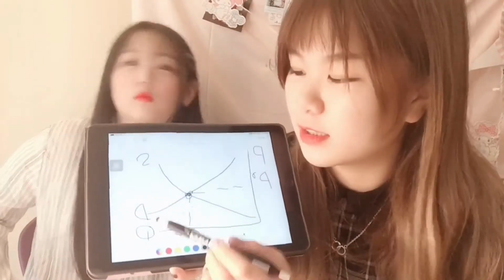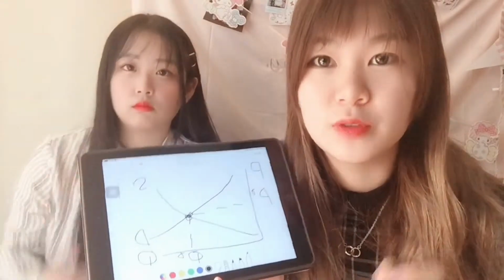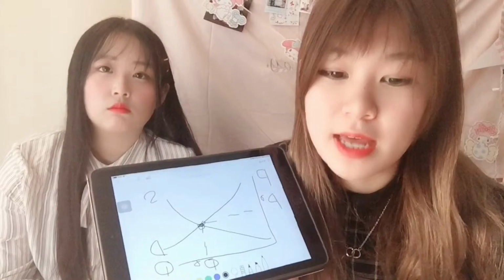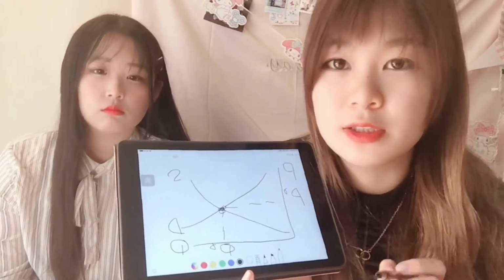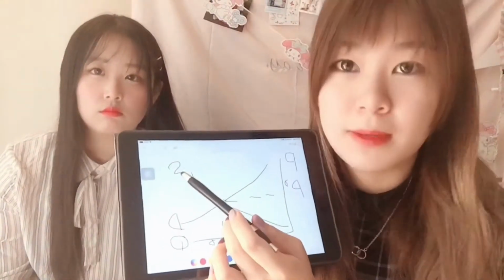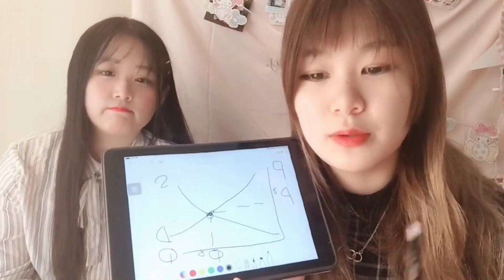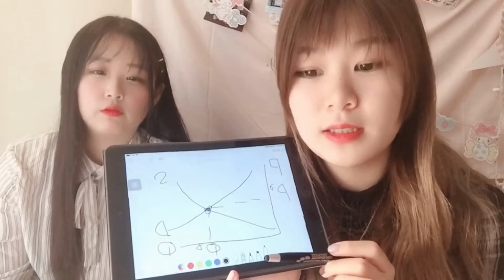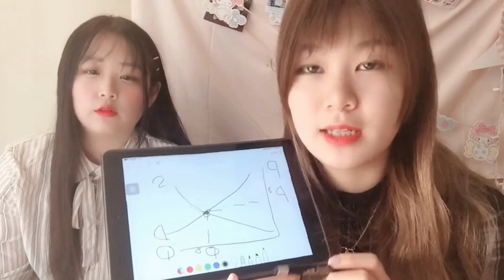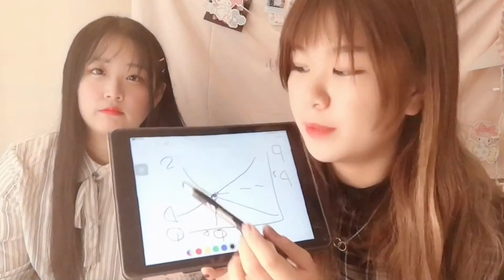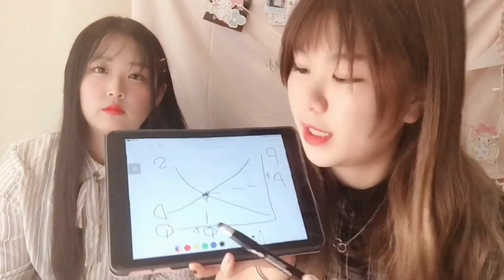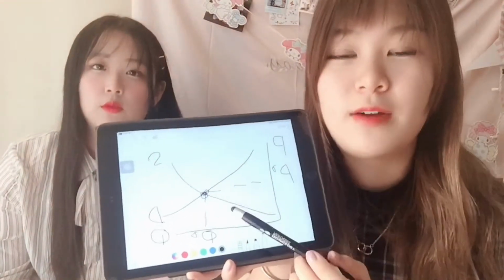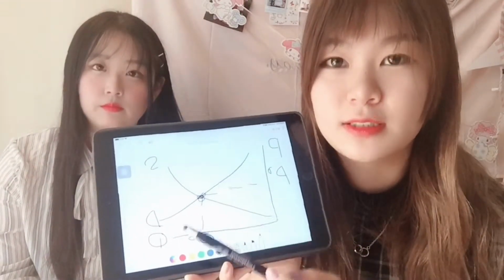The supply means the relationship between the amount that people are willing and able to produce at a certain price, and the demand means the relationship between the amount that people are willing and able to buy and the price. That means supply means the seller, and demand means the buyer. So this is a graph of the supply and demand curve.